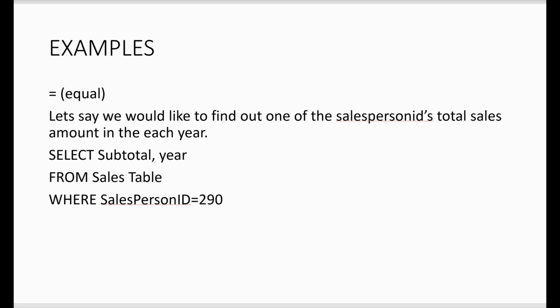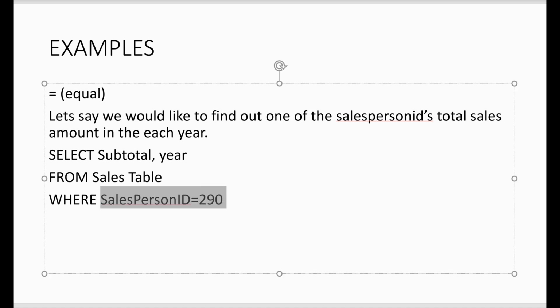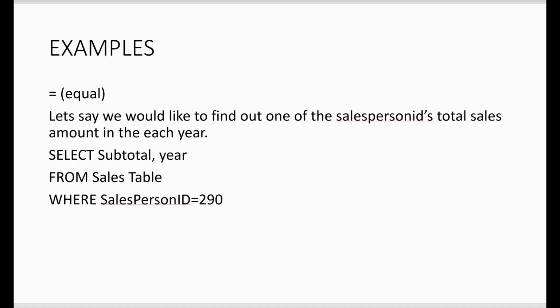Let's start with equal. Let's say we would like to find out one of the salesperson ID's total sales amount in each year. How are we going to build our query? First, you need to select subtotal and year from the sales table where salesperson ID equals 90. We are giving the condition to the query in order to find out the subtotal of the sales order per salesperson ID.